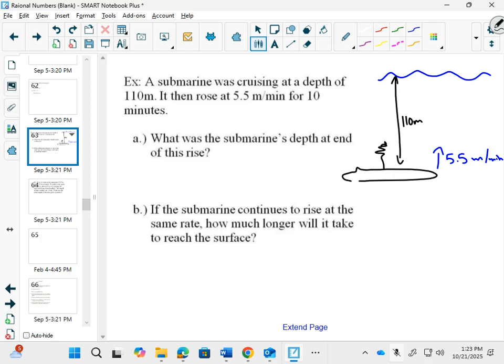Okay, first of all, we've got two different directions, right? It's below by 110 and then it's going up. So sometimes when we want to show something is below, we write that it's minus 110 to show the minus saying it's below the surface. So sometimes negatives are nice that way because a negative number shows that it's below. And then we're going to add 5.5 per minute for how many minutes?